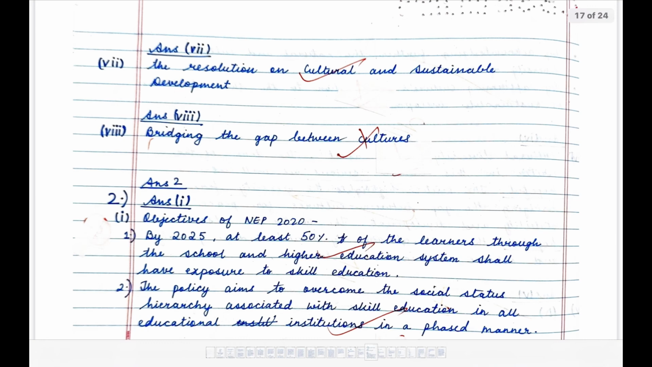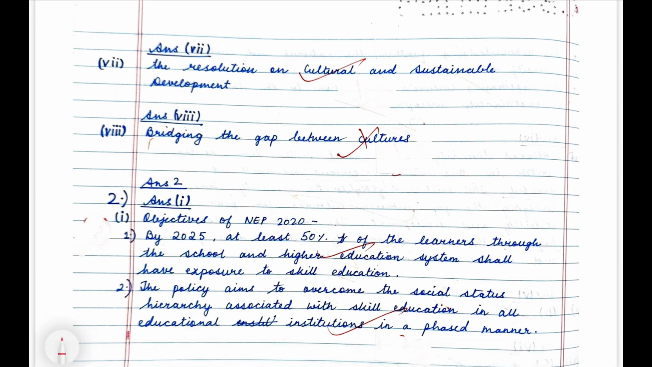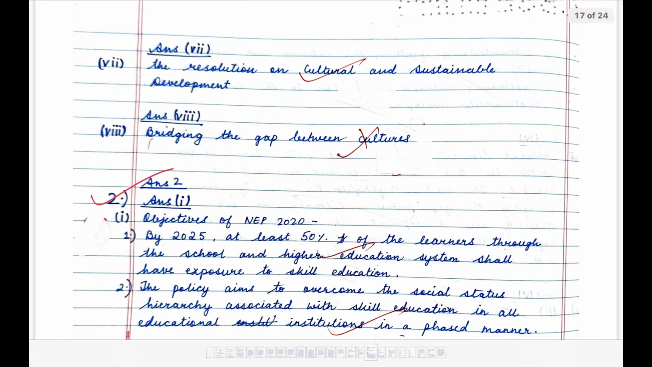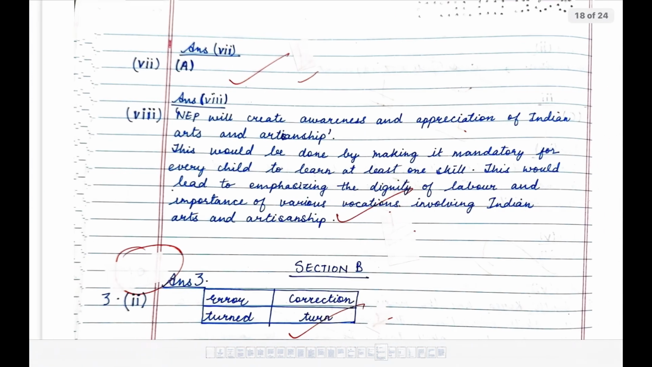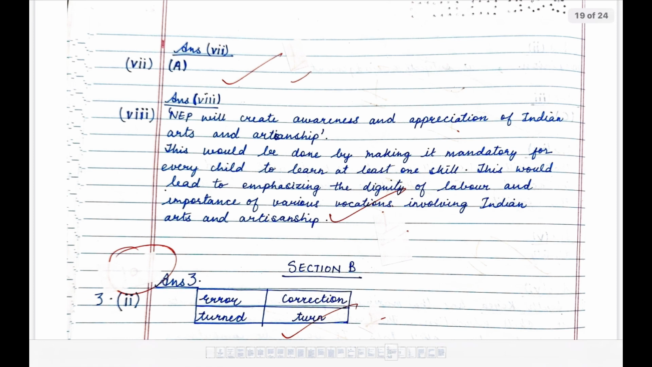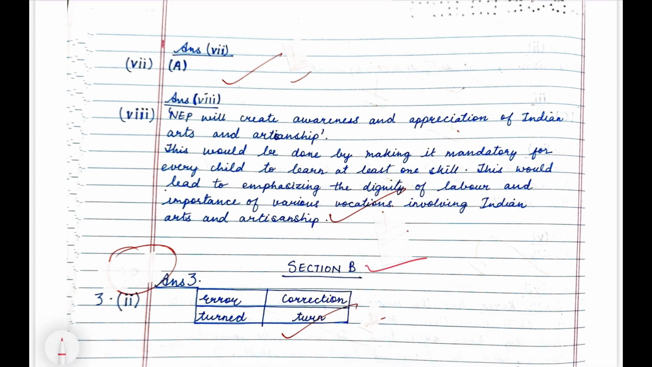So you can see, once again, the second is also an unseen passage. Question number 2, answer number 1, 2, 3, 4. You can see all the answers are correct as well as presented very beautifully, neat and clean. Now the next is section B. From here section B starts.